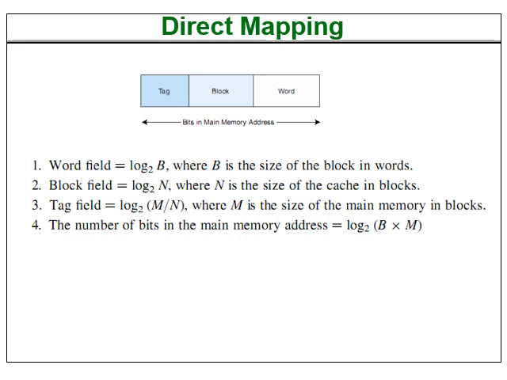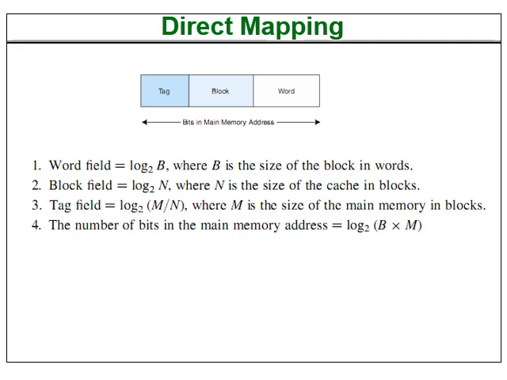Number 1, I can find out the length of the address of the main memory. I know how many words are there in the main memory. I can easily identify the size of the total memory address, and total memory address minus the block field minus the word field will give me the length of the tag field.